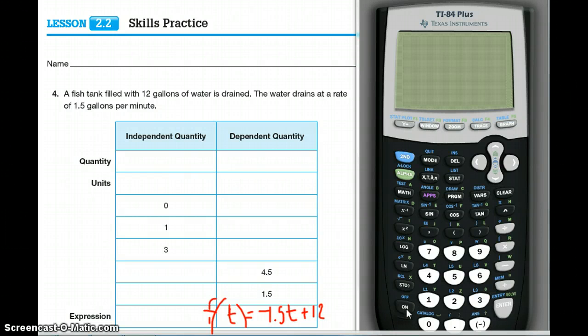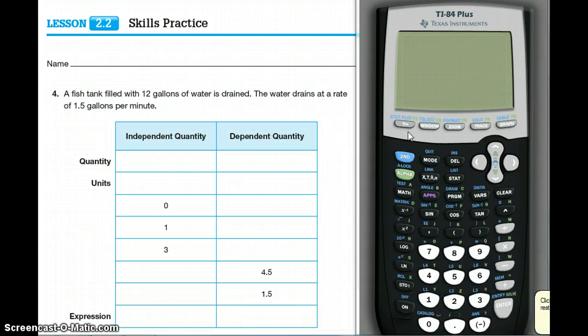So we're going to turn our calculator on, and go to our y equals. So we're going to put in our equation. We had negative 1.5. Because remember, f of x is the same thing as y equals. And then we have t, but our calculator doesn't do t, it does x as the variable. So we're going to replace t with x, excuse me. And then we have plus 12.